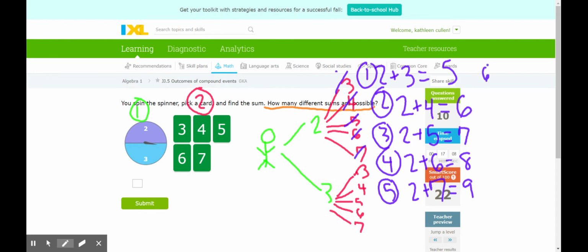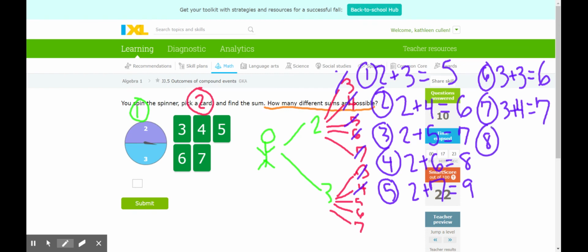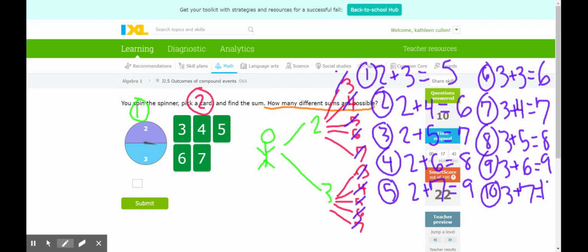So we have 6 is going to be 3 plus 3, which is equal to 6. Our seventh possible is 3 plus 4 equals 7. Eighth possible is 3 plus 5, which is equal to 8. Ninth possible is 3 plus 6, which is equal to 9. And lastly, we have our 10th combination of 3 plus 7, which is equal to 10.